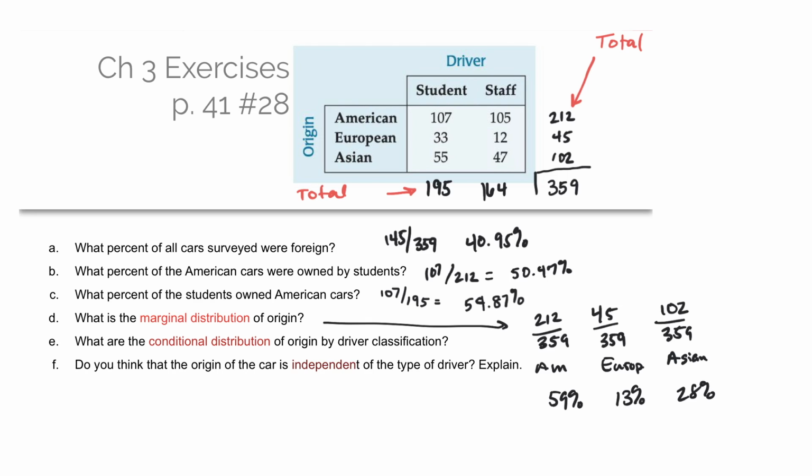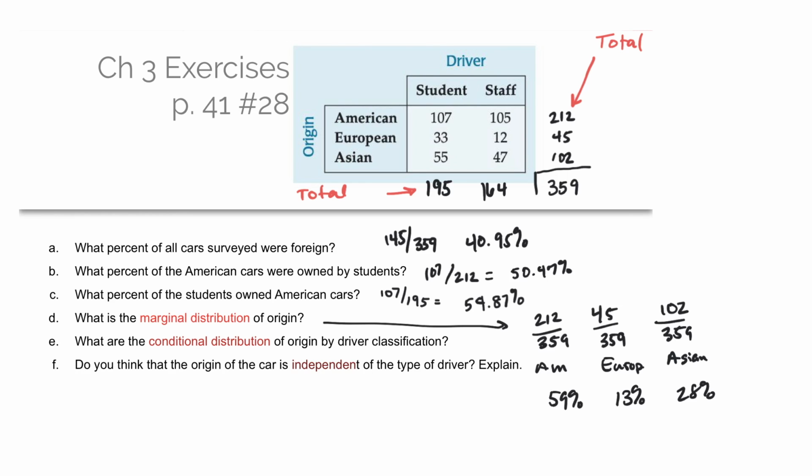Okay, next one. It says conditional distribution. Now, what are the conditional distributions of origin by driver classification? Now, they've gone here and they've talked about conditional distribution. So I'm changing up something. I want to know how origin is distributed among a certain condition. And that condition is by driver classification, right? That's this value here. So they want to know, how is it broken down for students and staff members for the American and Asian cars?